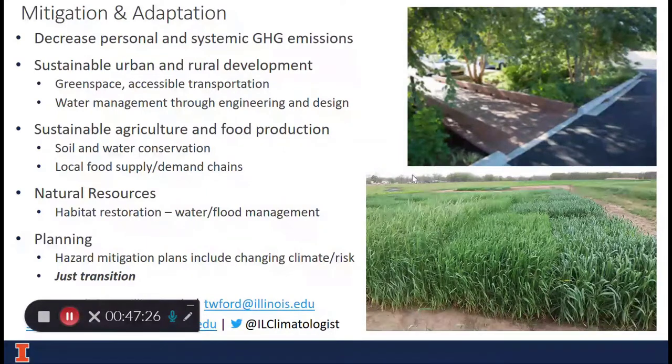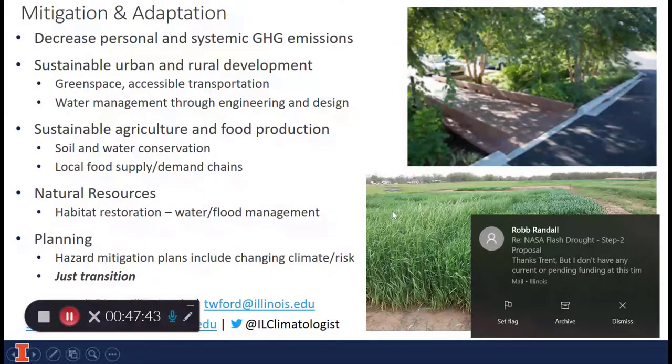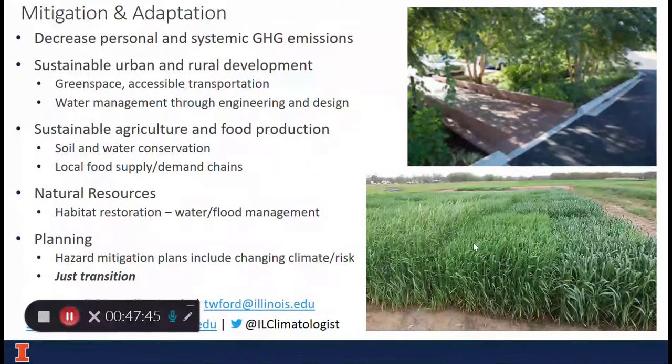And then when it comes to planning, making sure that we are not only adapting and mitigating climate change, but our emergency management is following suit. So when it comes to how we manage and respond to emergencies and disasters as they come about, it's really important to take into account climate change. So hazard mitigation plans have to include a changing climate and changing risks to these sorts of hazards. The last piece I want to include in there is the idea of a just transition.